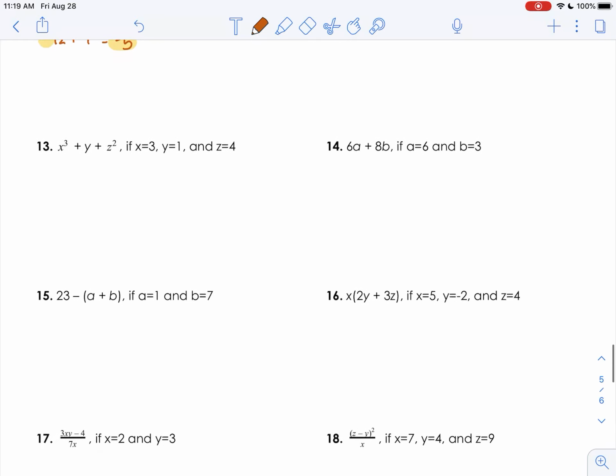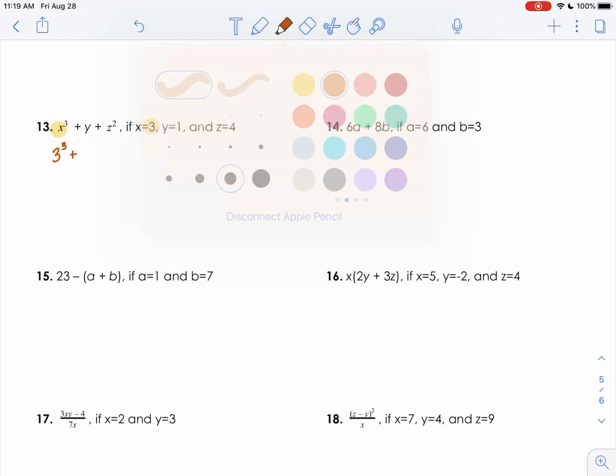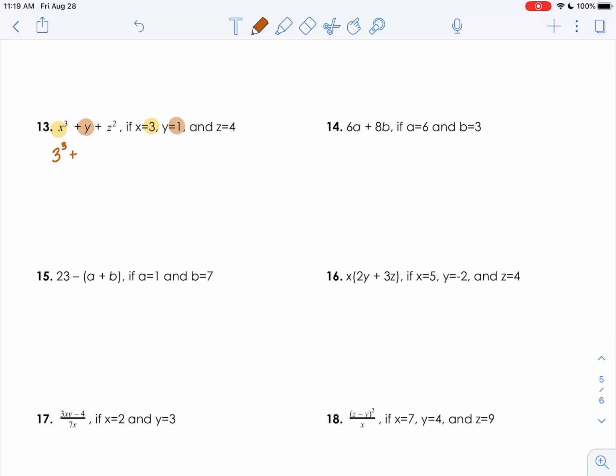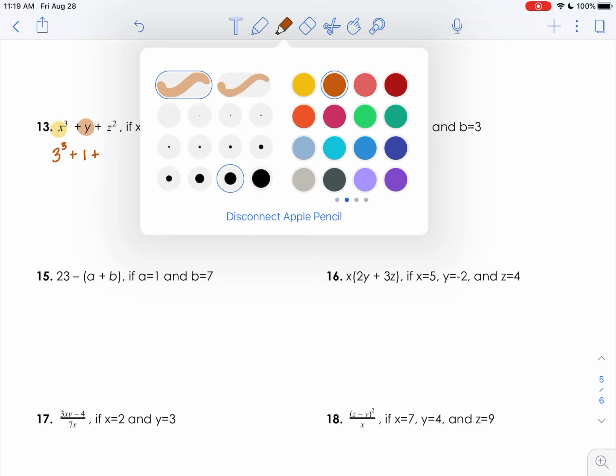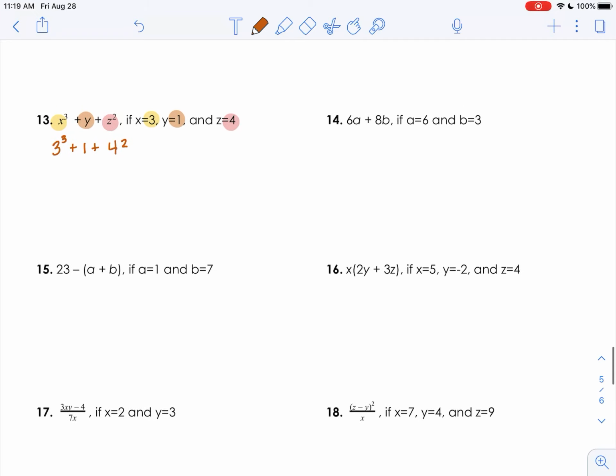Moving on to 13, I have x cubed plus y plus z squared. It's telling me that x equals 3. So whenever I see x, I'm going to put a 3. So I have 3 cubed plus, whenever I see y, I'm going to put a 1. So plus 1 plus z equals 4. So whenever I see a z, I'm going to put a 4 squared. Now that I have substituted all my numbers in for my variables, I can solve using PEMDAS.